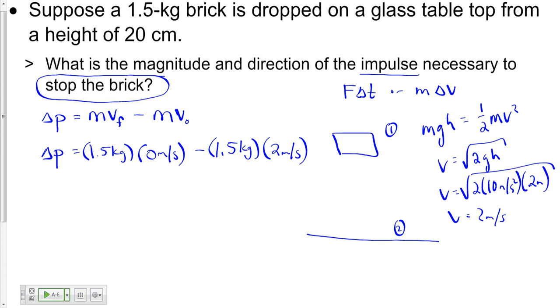Then the table stops it. Boom. So what was the change in momentum? 0 minus 3. Why is it negative? Did I do the math wrong?